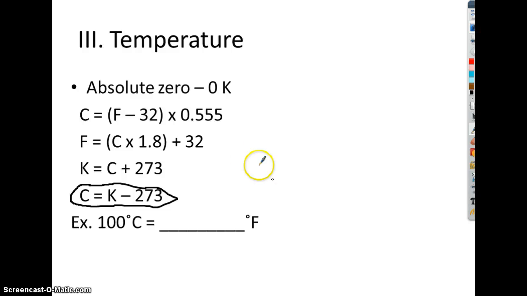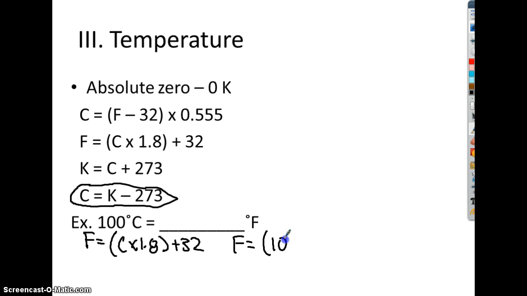So first we are looking for Fahrenheit, so we want to have Fahrenheit by itself, so the only formula that has that is your Fahrenheit equals Celsius times 1.8 plus 32. Then you want to fill in what you know. So we know the 100 degrees Celsius. So we've got the 100 degrees Celsius times 1.8 plus 32. If you put 100 times 1.8 in your calculator and then you add 32, you get 212 degrees Fahrenheit.